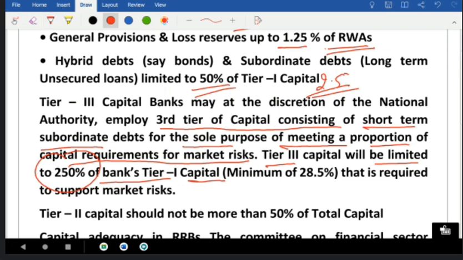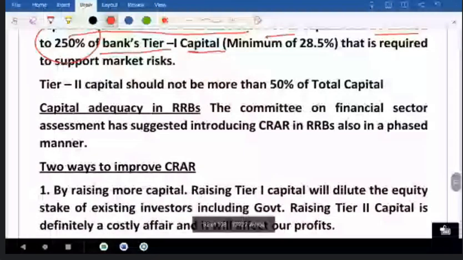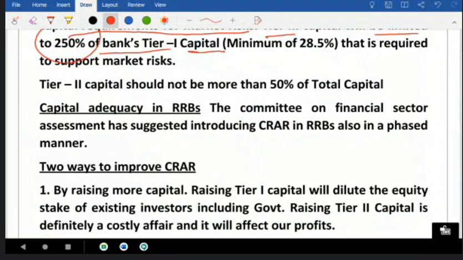Okay. Similarly, you can see tier 2 capital should not be more than 50% of total capital.